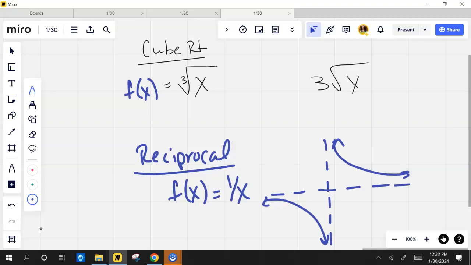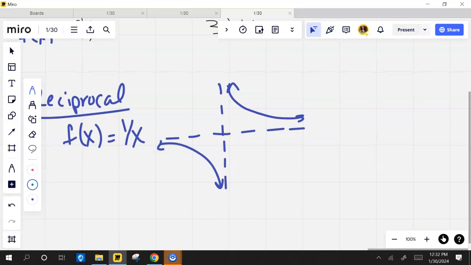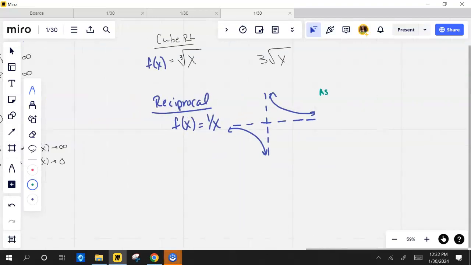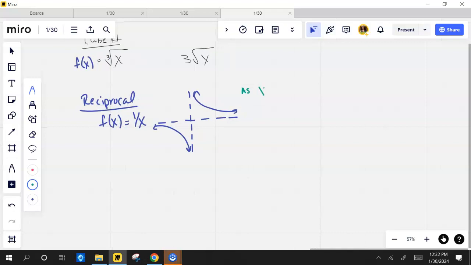Y'all have any questions about the reciprocal one? You want me to do end behavior for that one? So end behavior on this one, remember 4 parts. As x approaches, and I'm just going to start with positive infinity because that's generally where I start, f of x approaches, you tell me what it approaches. 0. Okay, so as x gets really big, y gets closer to 0.